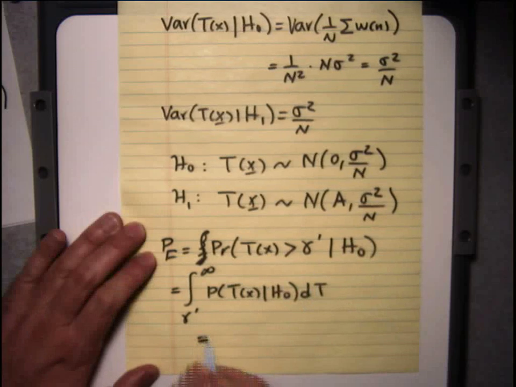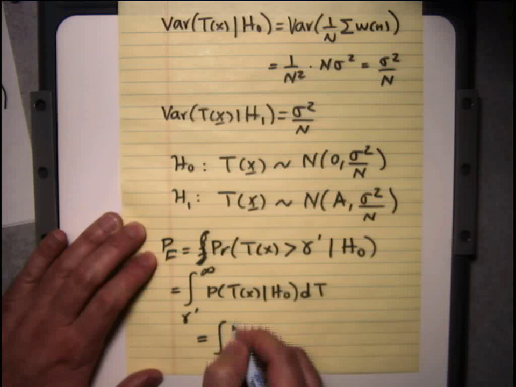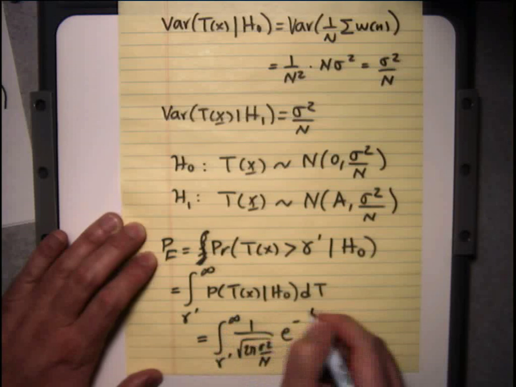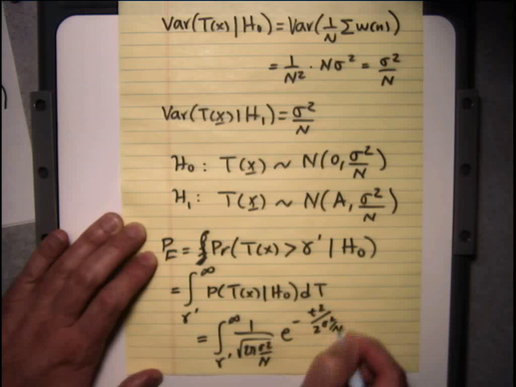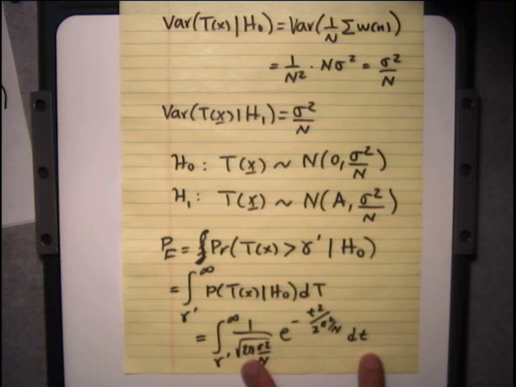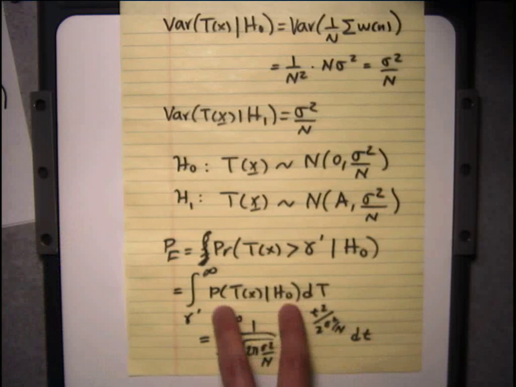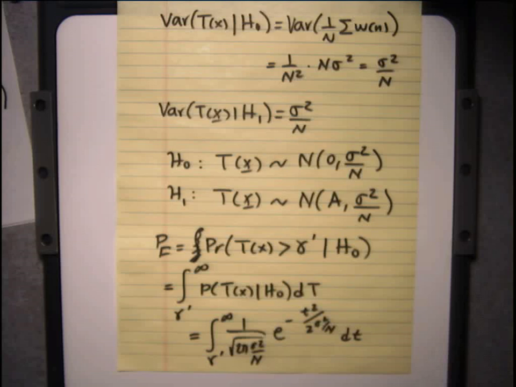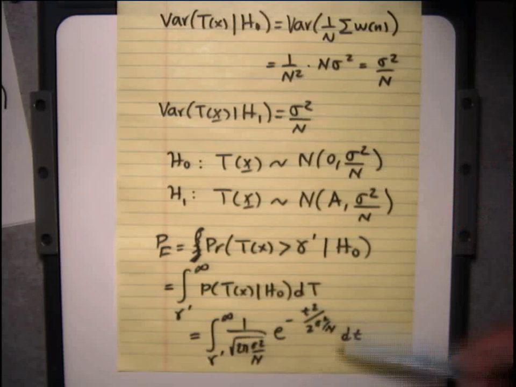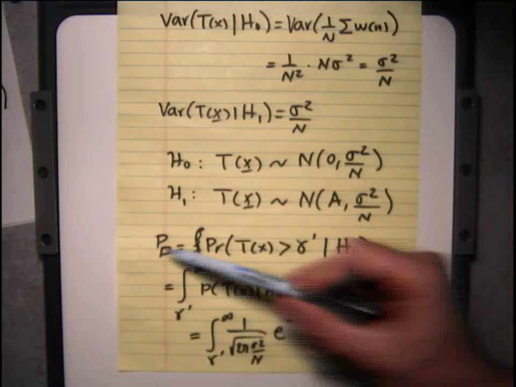Or more explicitly, it's the integral from gamma prime to infinity of 1 over square root of 2 pi sigma squared over n, e to the minus t squared over 2 sigma squared over n, dt. I'm using this because this is the distribution from here. So this is a Gaussian with 0 mean and variance sigma squared over n. This is the integral of this Gaussian from gamma prime to infinity, which is the definition of the false alarm.